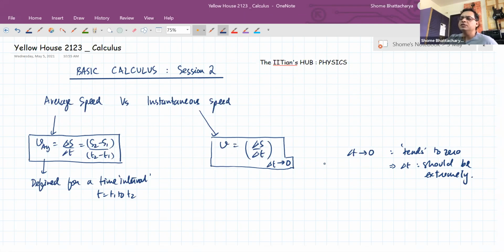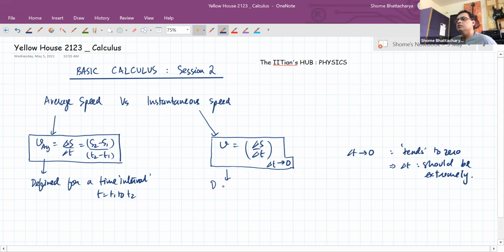But the accuracy of the measurement actually depends on how short we are able to take delta t as. The shorter the value of delta t, the more accurate our measurement will be. So that is in context of measurement. Now today we will come up with a more exact definition of instantaneous. But at this stage also we reiterate the point that instantaneous velocity is not defined for an interval. It is defined for an instant of time.